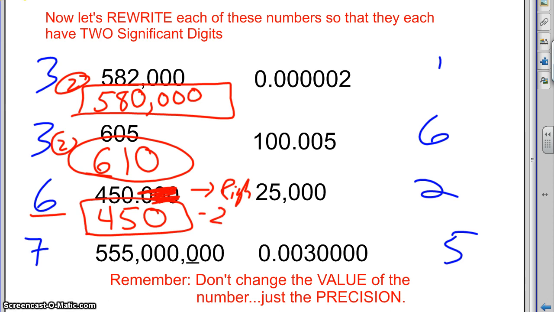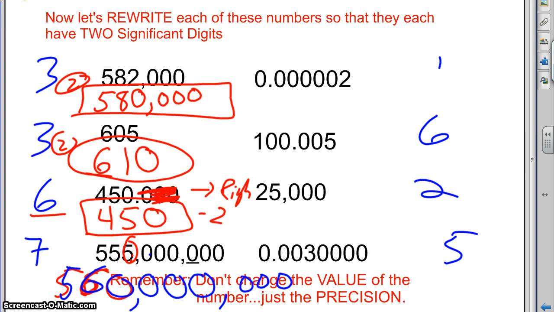Next, we have our 555 million numbers. So we're going to keep the 5, and we're going to keep the next 5, and now we have 2 sig figs, so this next third 5 needs to go away, but again, it's 5 or bigger, so we're going to round that last 5 up. So this 5 turns into a 0. It's 5, 6, 0, and then all these zeros. It's kind of messy, I know. So in essence, 555 million with this zero underlined turns into just 560 million with none of the zeros underlined whenever you have two significant digits.